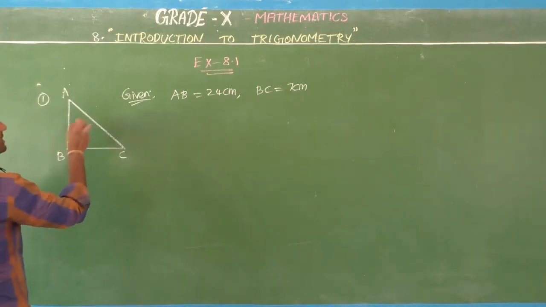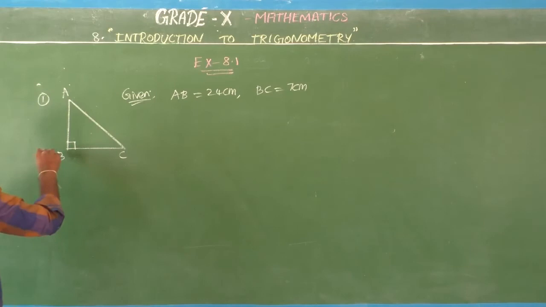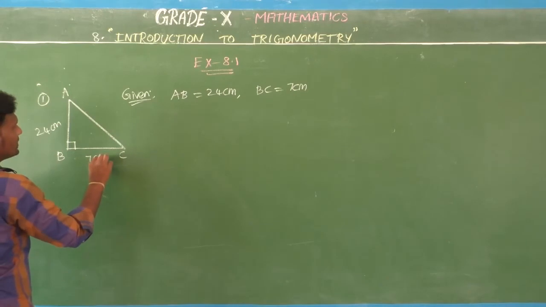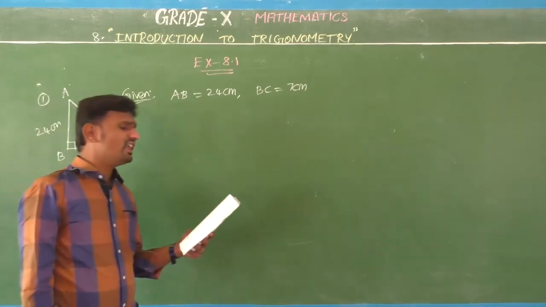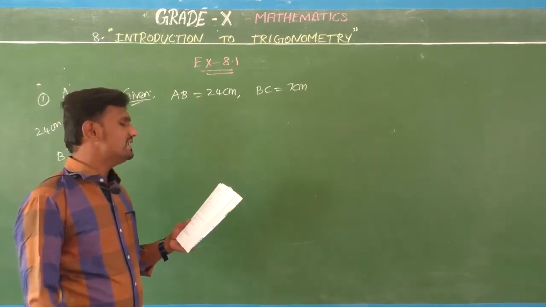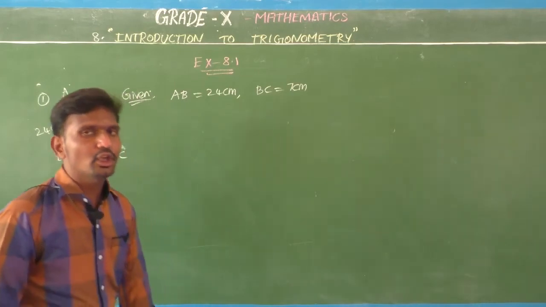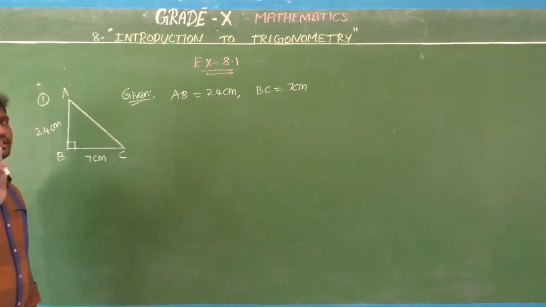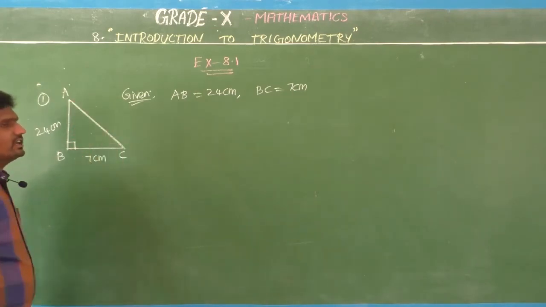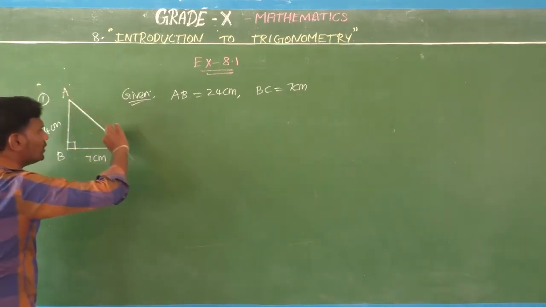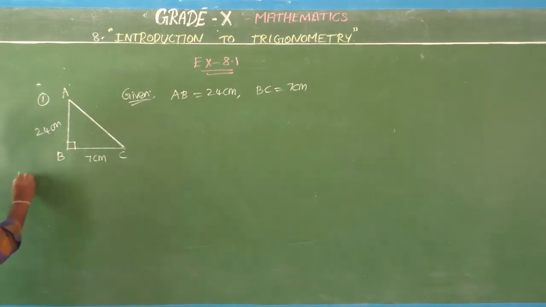Now I am going to represent it through the diagram. AB is 24 centimeter and BC is 7 centimeter. So what are they asking in the question? Determine the value of sin A, cos A and sin C, cos C. So the first step, we take the Pythagoras theorem to find the remaining side of the right angled triangle. You have a missing value of the hypotenuse, no? So for that, using Pythagoras theorem.